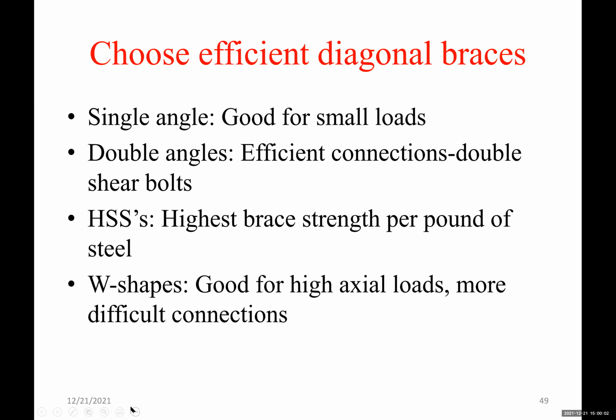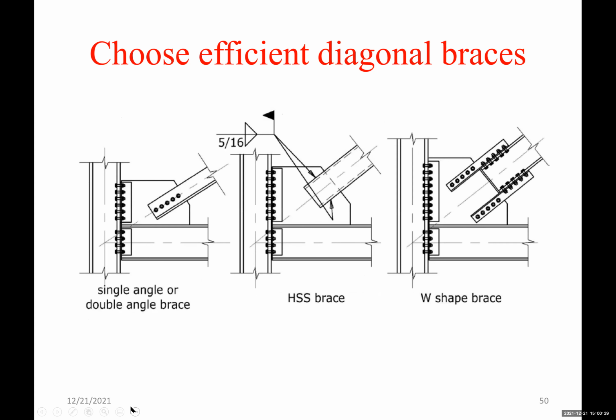So those are used in this. Of course, there are some issues with local buckling and rupture. It depends on the system that you're using, whether it's a seismic system or not, but still they are efficient members in lateral systems and braced frames. W shapes are good for high axial loads, but the result is more difficult connections. Those typically are used in high-rise buildings with braced frames. But again, the connections are difficult, and we can see that here.